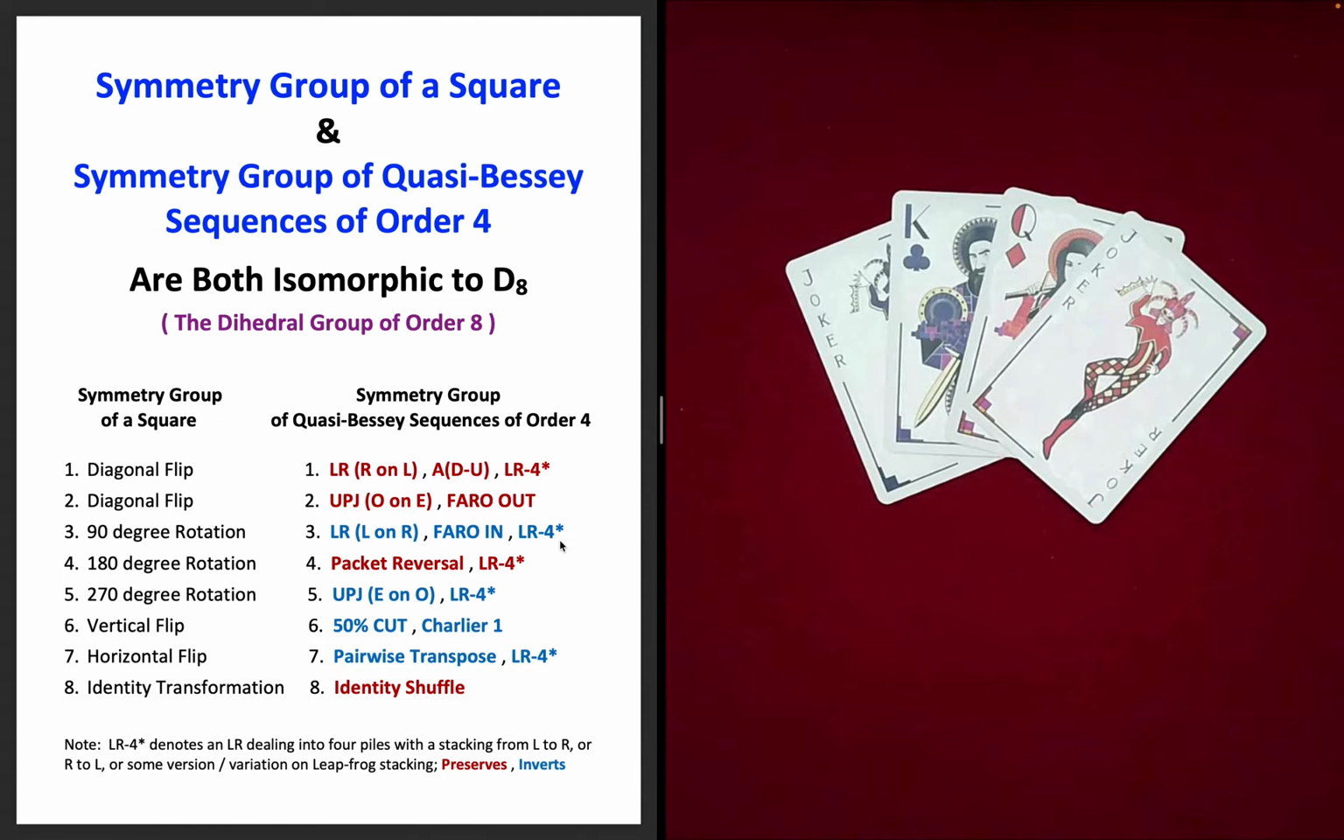The vertical flip is a 50% cutting of the cards, or a Charlier 1, which is equivalent. The horizontal flip corresponds to a pairwise transpose, or a dealing out into 4 piles with a certain stacking order. And then the identity transformation for the square, of course, corresponds to the identity shuffle. So in the case of the square, we know that its footprint is being preserved, right? We're looking at rigid motions where it brings it back to the same configuration of the square, right? Maybe a diagonal flip like this, vertical flip like that, and so forth.